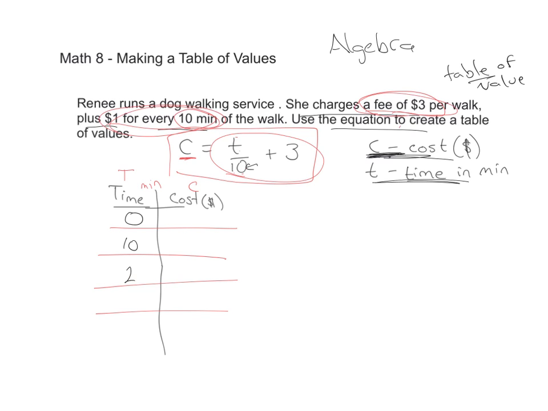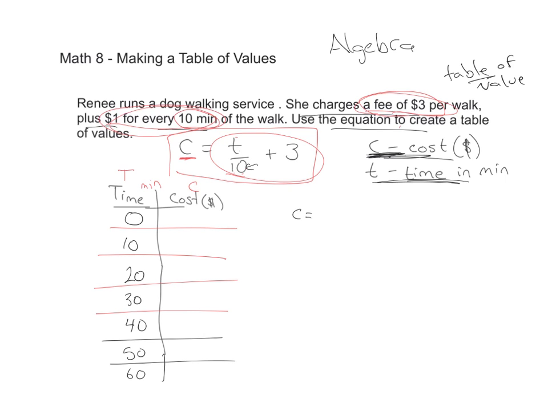So let's do them. 20 divided by 10 is really easy. 30 divided by 10 is really easy. 40 divided by 10 is nice. Let's go 50 divided by 10, and we'll do 60 as well. I picked 60 because that's how much she would charge if you had her walk your dog for 1 hour. So now here's the math part. Over on the side, I'm just going to write t divided by 10.